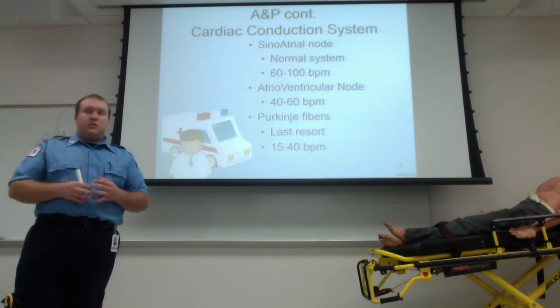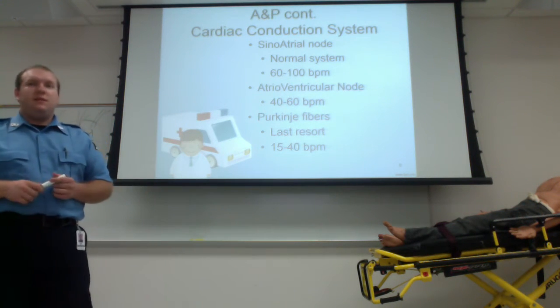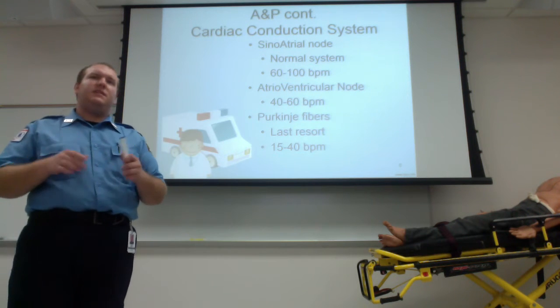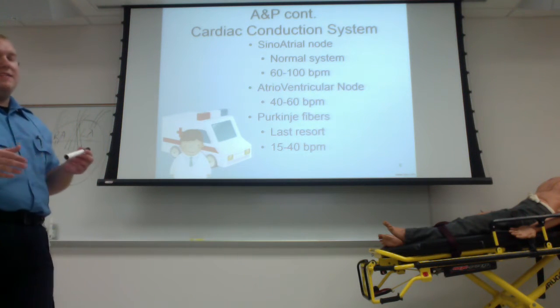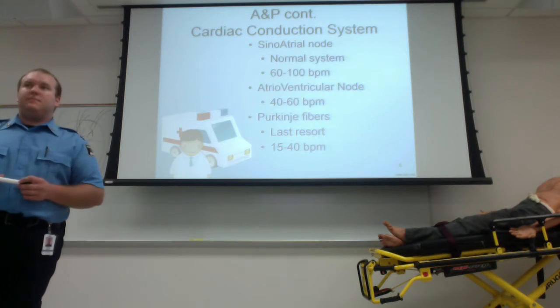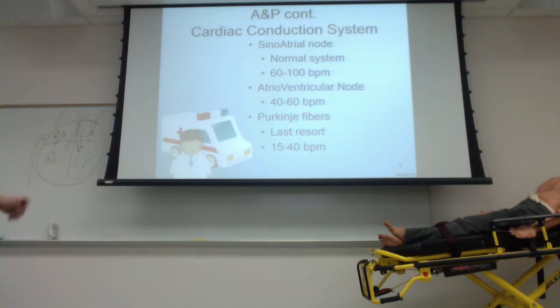That's what your normal system is. Its normal rate is about 60 to 100 beats a minute, and that's where you want to be living. That's that normal, comfortable range, where all our body is in its normal, happy homeostasis state.